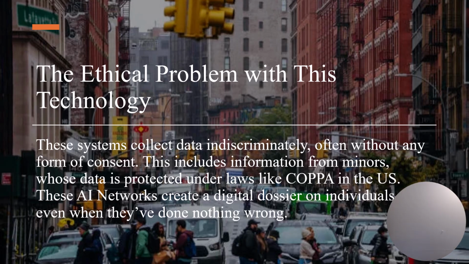So what are some of the ethical problems with these technologies? So these technologies can collect data indiscriminately, usually without any sort of consent or opt-out. Unfortunately, this includes information from minors and other protected groups. And especially in the US, where there are laws like COPPA that heavily crack down on the collection of data from minors, it can be very concerning. These AI networks also have the ability to create a digital dossier on individuals, even if they have done nothing wrong or have done nothing wrong in the past.